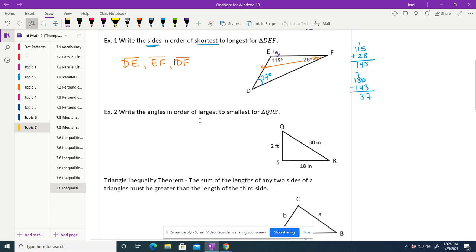Now, close reading here is going to be important because the next problem asks me for the angles from largest to smallest. And there's a little bit of a detail in here that we've got to pay some close attention to. So I have this triangle QRS, and you'll see QS is 2 feet, QR is 30 inches, and SR is 18 inches. Well, I've got different units going on here. I've got inches and inches and then 2 feet.